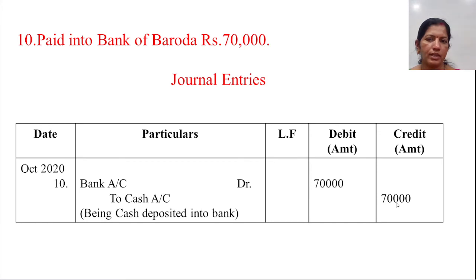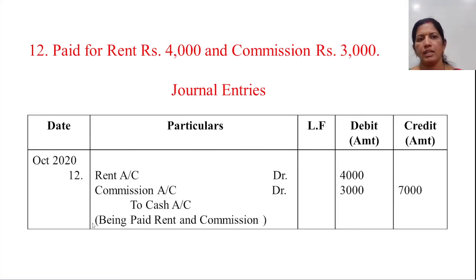70,000 debit, 70,000 credit. Bank is the receiver, and cash goes out, 70,000. Narration: being cash deposited into bank. Now, next date, 12th.